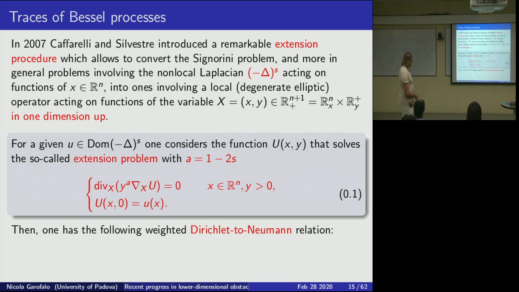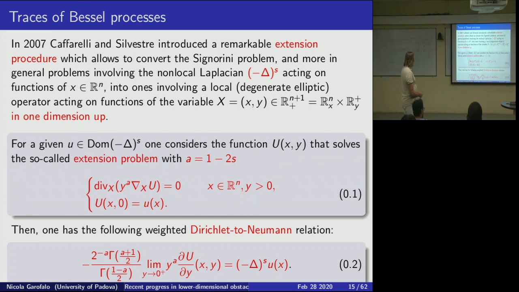And once you solve this problem, then there is a remarkable fact. There is this Dirichlet-Neumann relation that was proved by Caffarelli and Sylvester. So if you take the normal derivative of capital U, and you multiply by this weight, and you go to the limit as y goes to 0, up to numbers, there is an explicit constant here, where Gamma is Euler's gamma function, you recover the fractional Laplacian of little u, so of the Dirichlet datum.